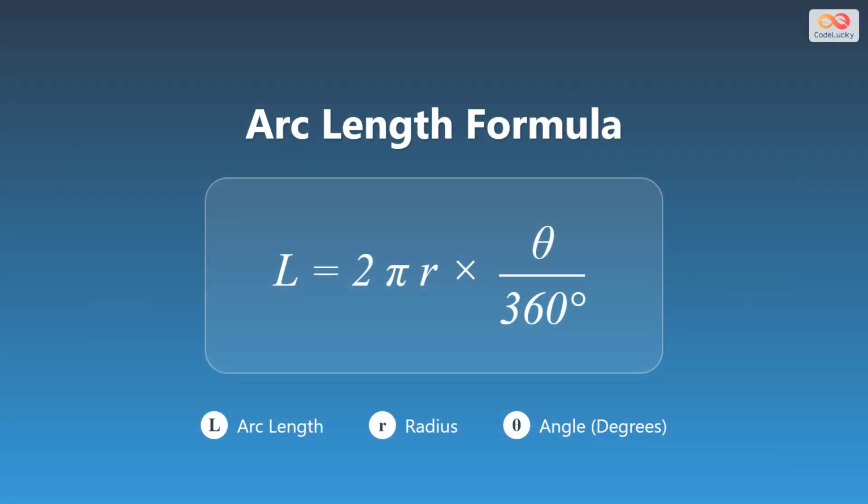To calculate the actual length of an arc, we use this formula. We take the total circumference, which is 2 times pi times the radius, and multiply it by a fraction. That fraction is the central angle theta divided by 360 degrees.